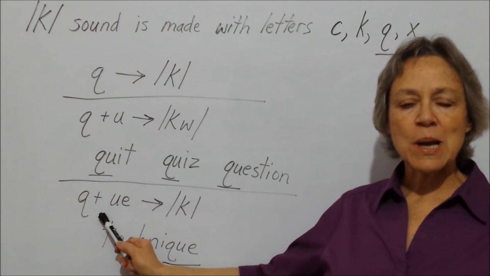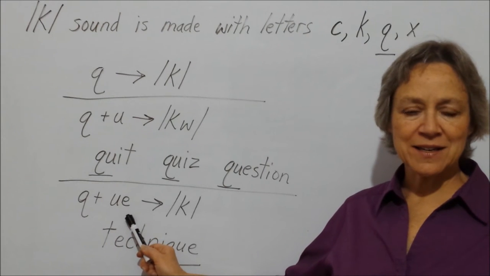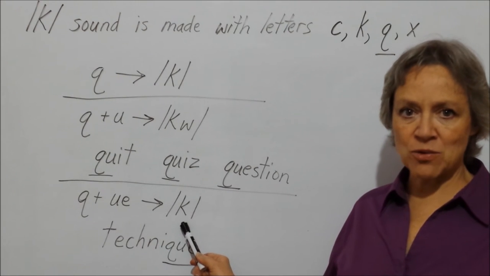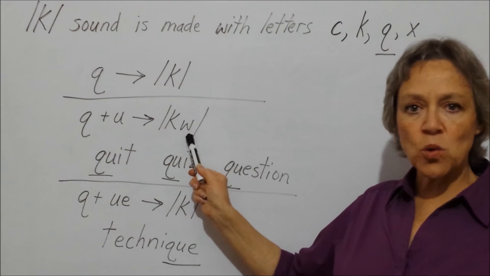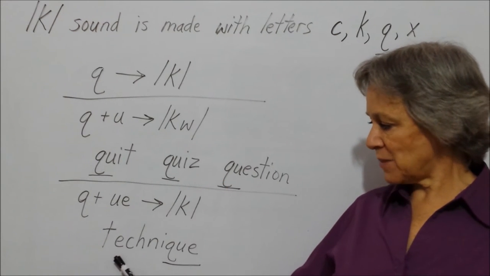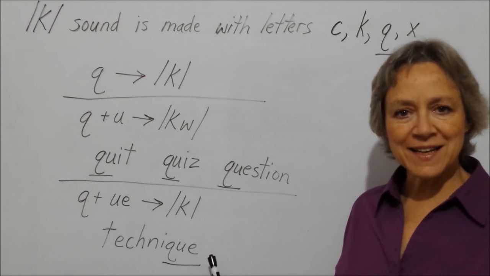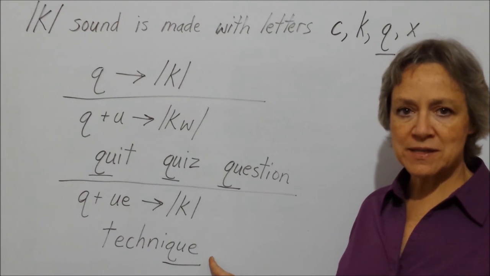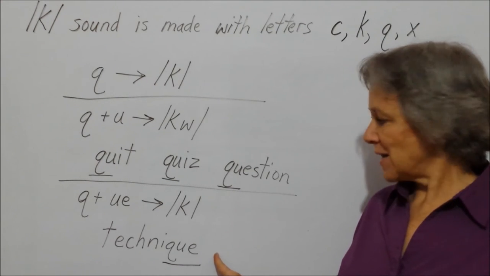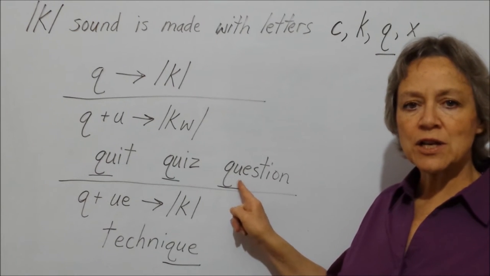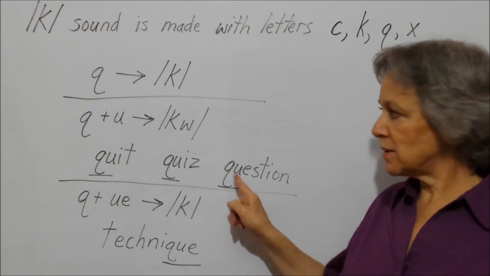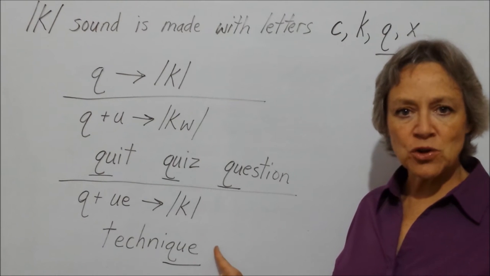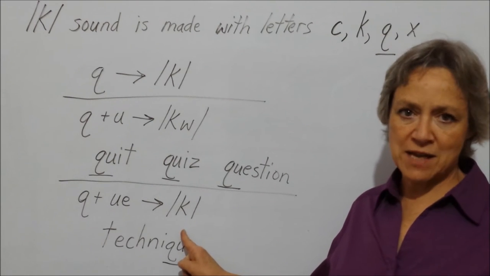Q plus the letters UE at the end of a word usually makes a k sound without w. Here's an example. Technique. So here, Q-U-E makes a k sound. Up here, though, at the beginning of a word, Q-U-E made qu, k plus w. At the end of this word, Q-U-E just makes a k sound.